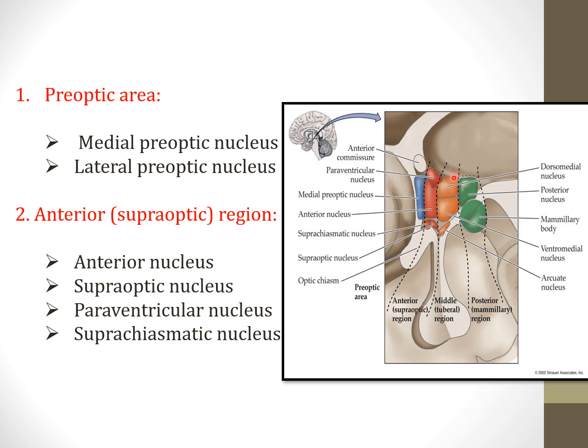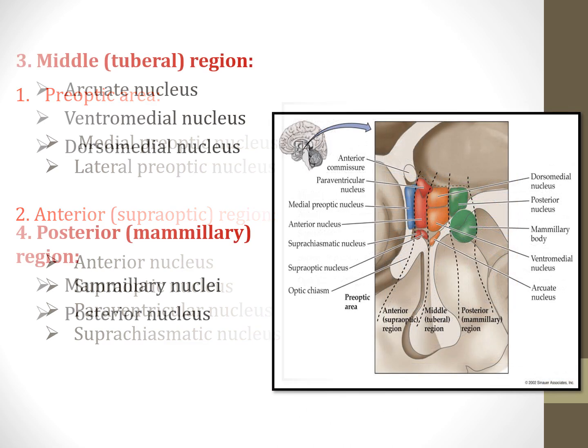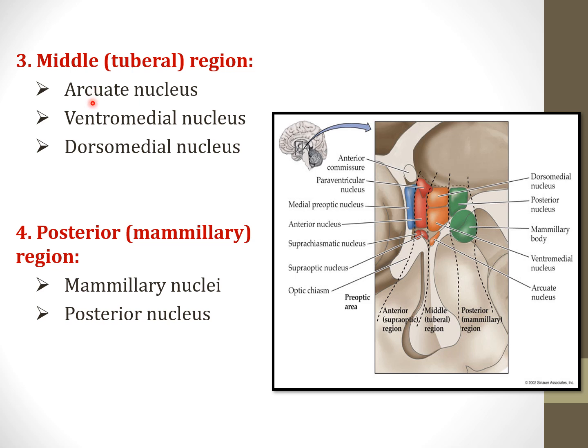Now moving on to the middle region, that is the tuberal region. In the middle region, we have the arcuate nucleus, ventromedial and dorsomedial nuclei. So dorsomedial nuclei and ventromedial nuclei, and then a small arcuate nucleus in the middle. Moving on to posterior: posterior nuclei, and in the mammillary region, mammillary nuclei. So these are the different nuclei present in the hypothalamus. If you are done with the two demarcations, optic chiasma and mammillary body, then you can easily understand the different regions and the nuclei present in each region.